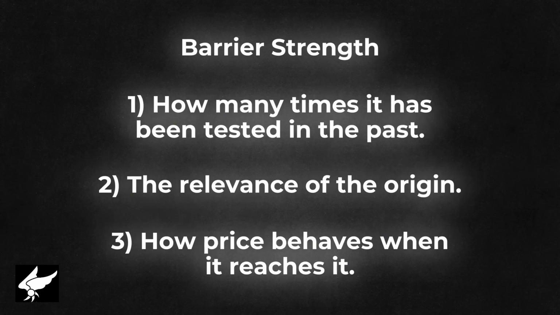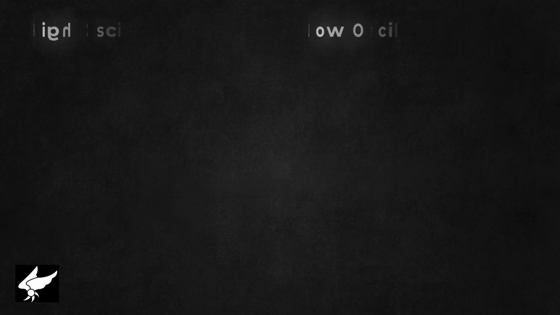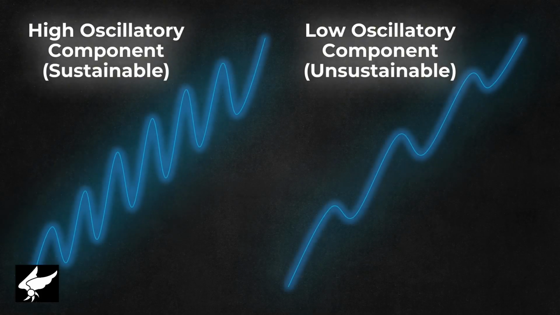Price can travel the same distance in different ways. This relates to the depth of trend oscillations, with a high oscillatory component or with a low oscillatory component along the way. When there is a high oscillatory component in a trend, it tends to be more reliable because there is profit taking in the retracements and price has time to breathe, so to speak. When price movements occur too rapidly with a low oscillatory component, there's not much time for profit taking, so the movements tend to be unsustainable.